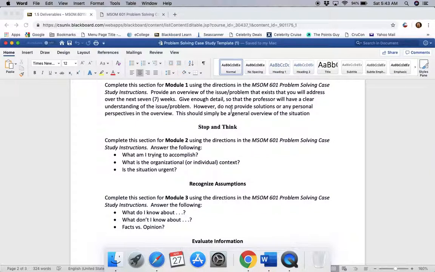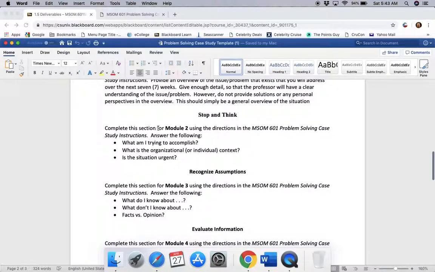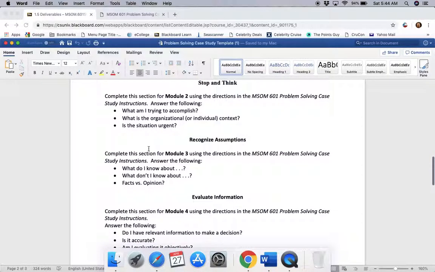And then the 5-step process that you'll be working through is highlighted for each module. So the first step in this 5-step problem-solving process is to stop and think. And so I'm going to have you pull some information here, answer these particular questions so that you have a clear understanding of what the problem is.